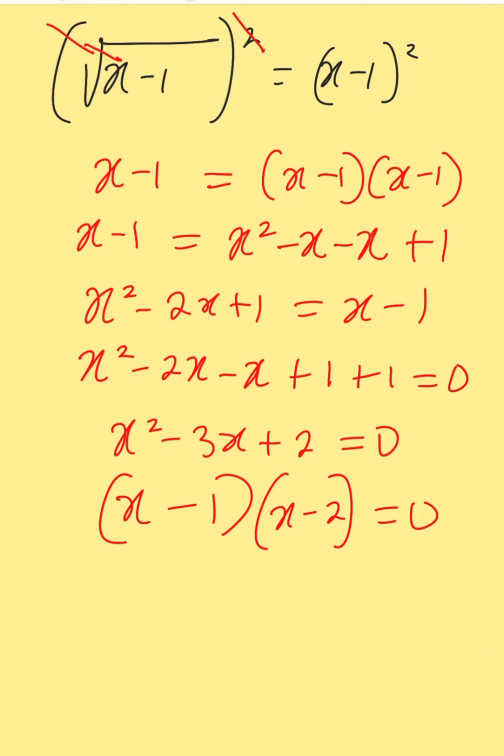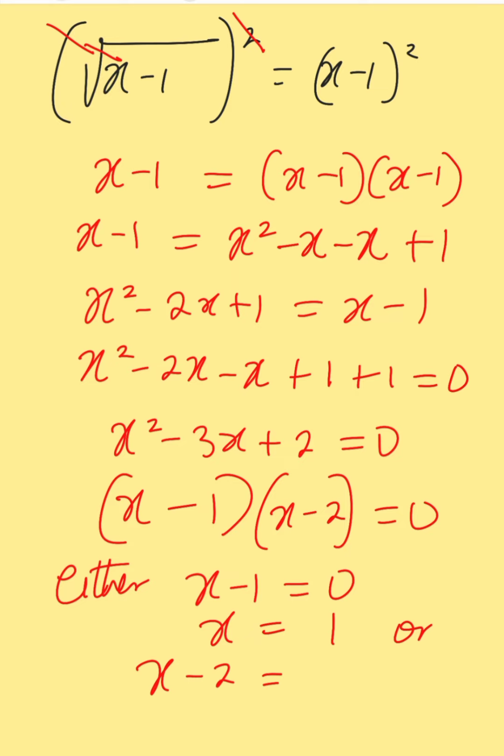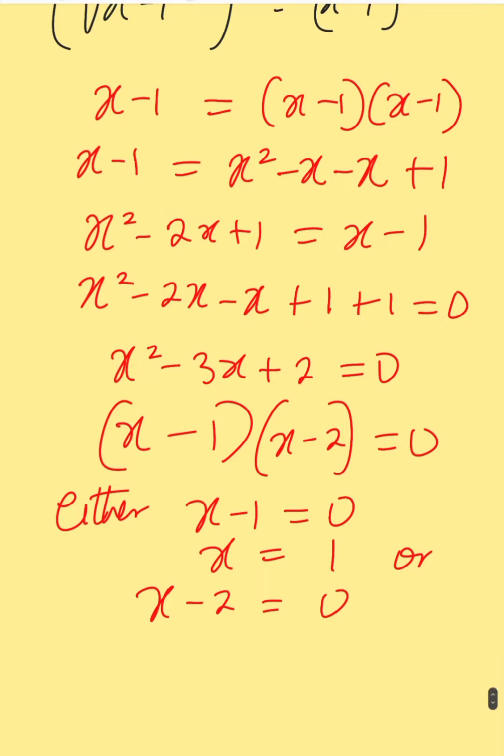Then when two things are multiplying each other to give us 0, it means that either the first one, which is x minus 1, is 0, that means x is 1, or x minus 2 is equal to 0, that shows that x is equal to 2. Hence, the values of x are 1 or x is equal to 2.